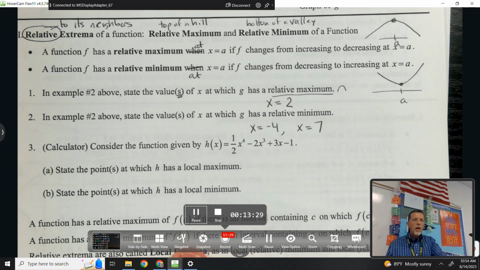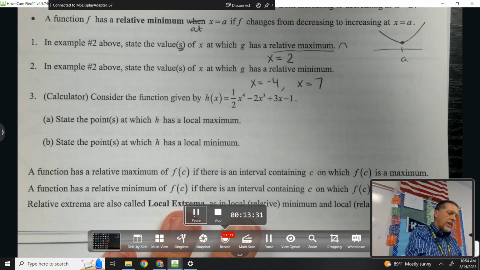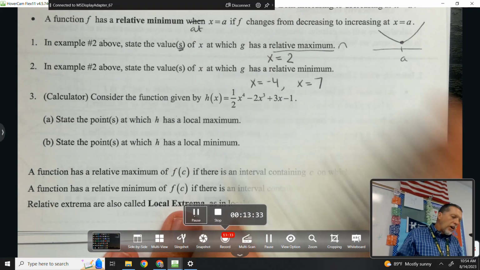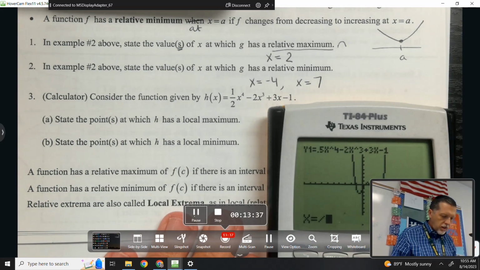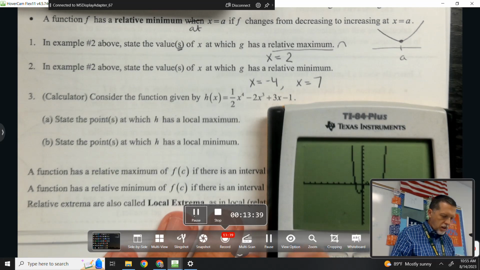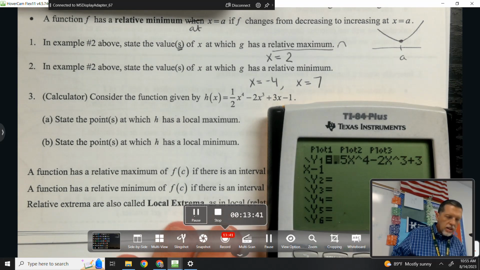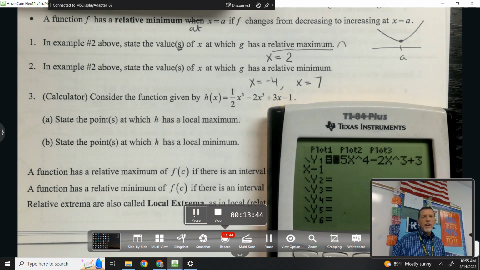All right, now for the calculator. It's the same type question, it's just the calculator is going to help us find those points. So grab a calculator and type in 1/2 x to the 4th minus 2x cubed plus 3x minus 1.